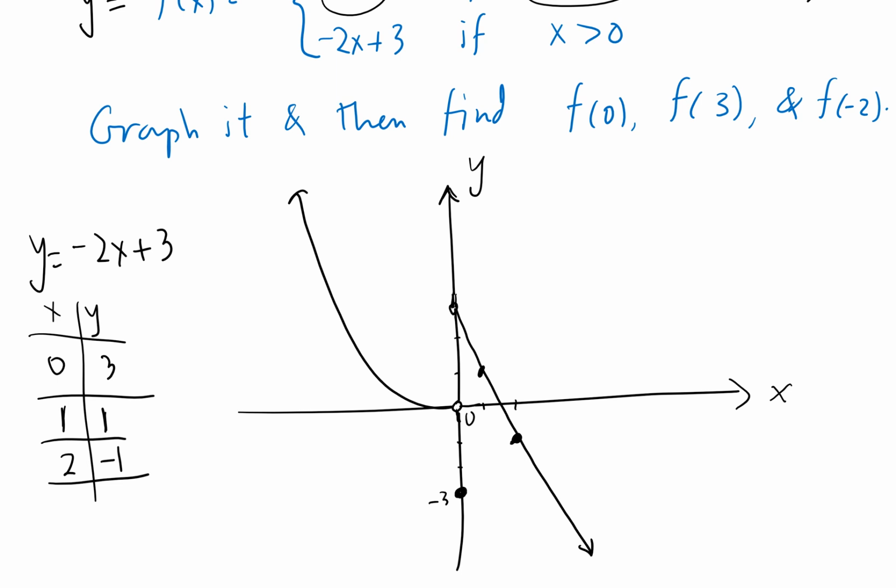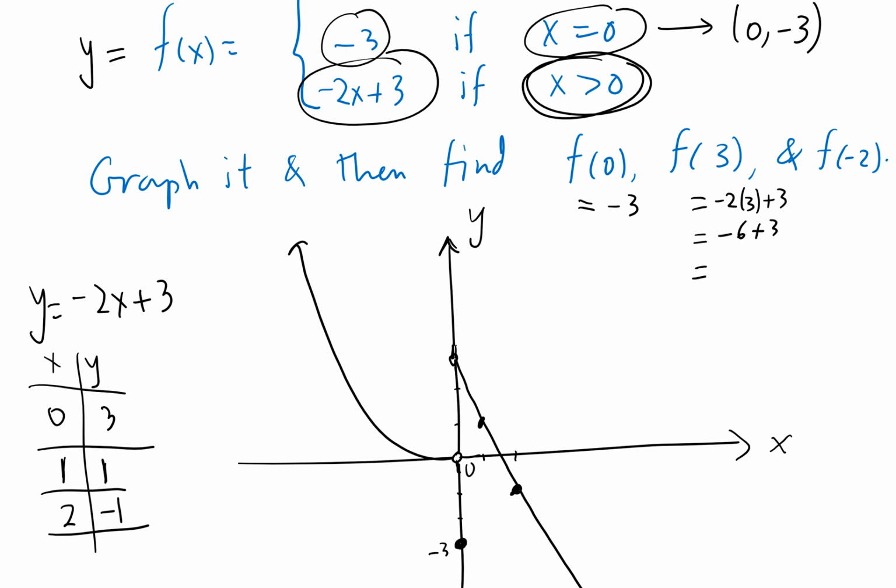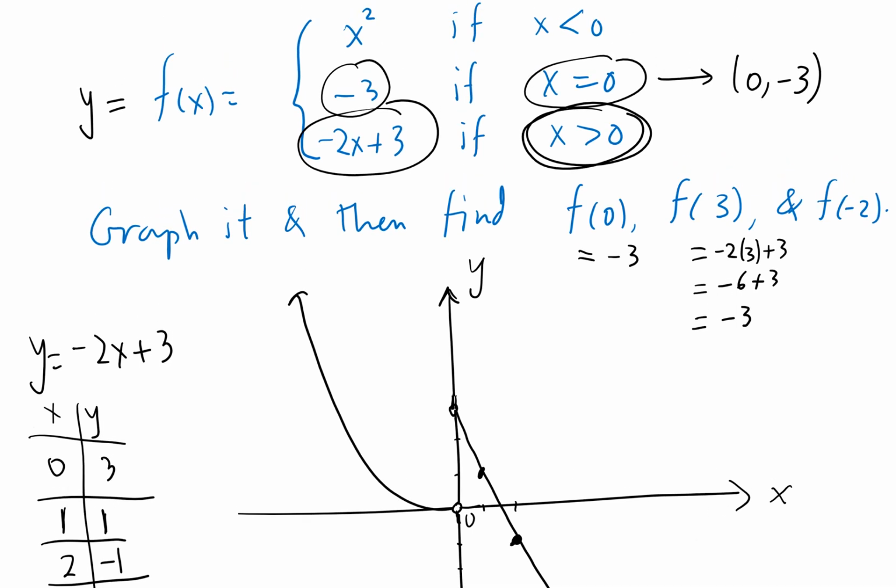Then they want us to find f of 0. F of 0 means when x is 0, what do you get? Well, when x is 0, it's the second one. Y is negative 3. For f of 3, 3 is bigger than 0, so I'm going to use the last one. Substitute the 3 in: negative 6 plus 3, negative 3. F of negative 2, that's the first one. So it's negative 2 squared. You square everything, so you get positive 4, not negative 4, positive 4.